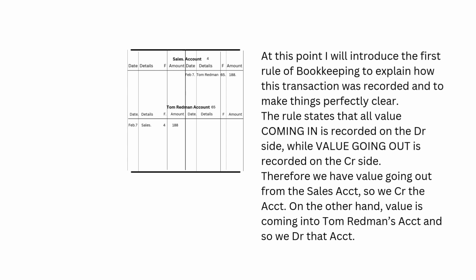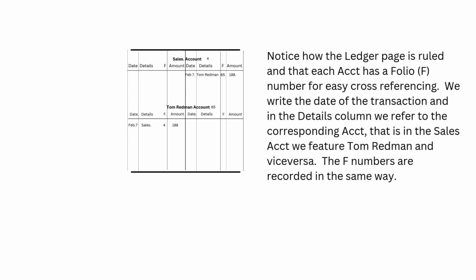Notice how the ledger page is ruled and that each account has a folio number for easy cross-referencing. We write the date of the transaction, and in the details column, we refer to the corresponding account. That is, in the sales account, we feature Tom Redman and vice versa. The F numbers are recorded in the same way.